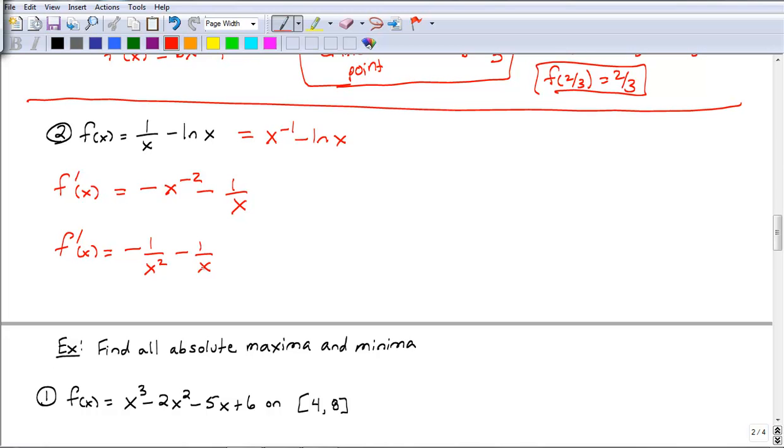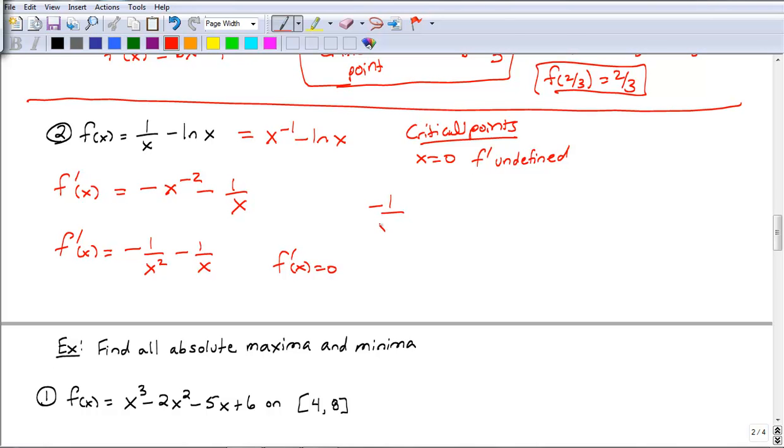And notice that this is undefined. This makes no sense when x is 0. Critical points. I have one when x is 0 because the first derivative is undefined if I put 0 in the bottom of that. I also get a couple where this thing equals 0. I also need to figure out where the first derivative is equal to 0.